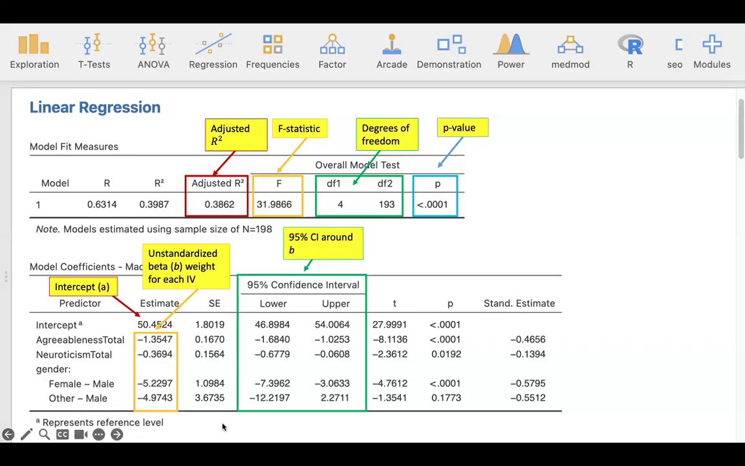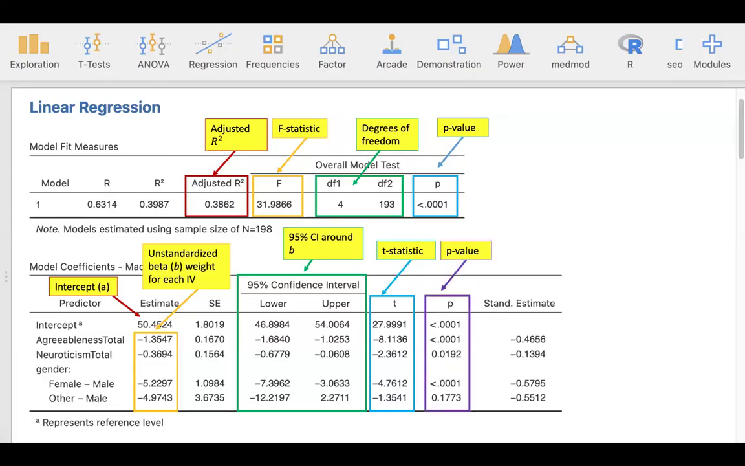You will also typically report your confidence interval in the table that I'll demonstrate in a later video. This is the 95% confidence interval around the unstandardized beta weight. The unstandardized beta is in the original units of measurement, so you can't compare them to each other. We also have our T statistic, which we would report when we report our results in APA style. We have our p-value, which again we would report. And this is important. We want to look at this.